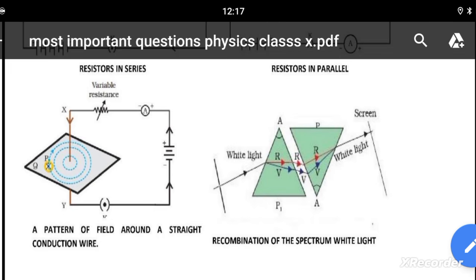pattern of field around a straight line conductor, and recombination of the spectrum of white light are most important for the examination.